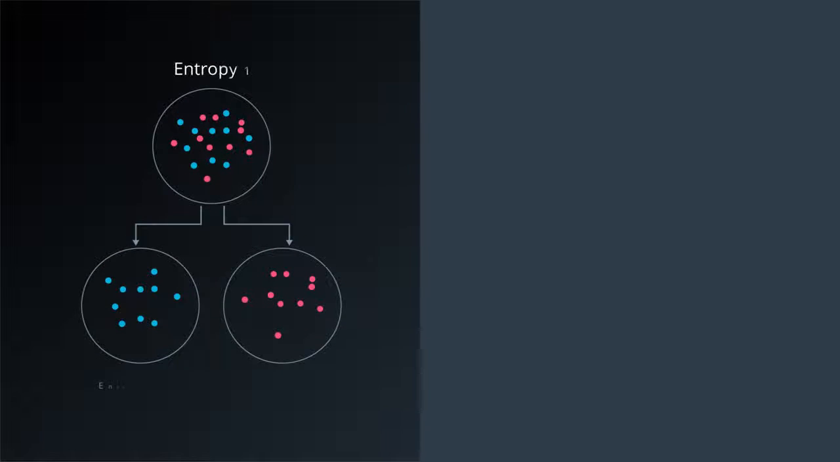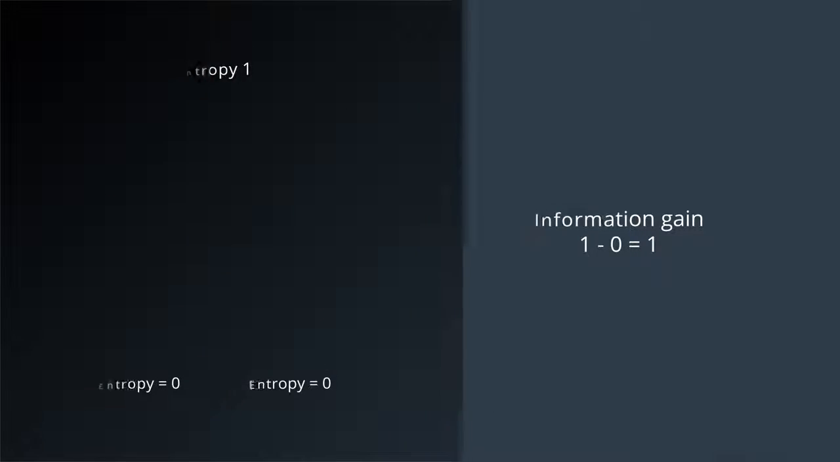And finally, in this example, the entropies of the children are both 0, since as we saw, a set where the points are the same color has 0 entropy. Thus, the information gain is 1 minus 0, which is 1. This split gave us the largest information gain, and as you can see, it is the best split because it managed to perfectly cut the data into the blue points and the red points.